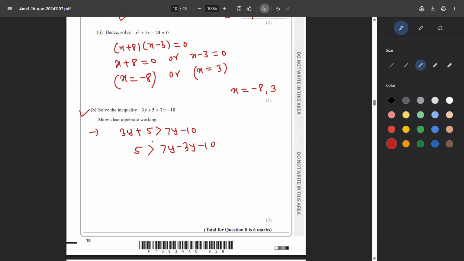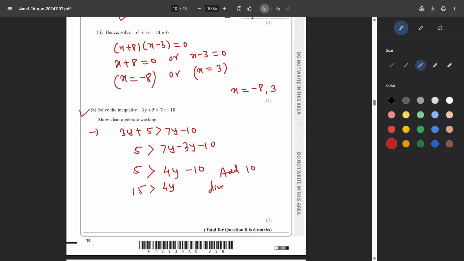What I did here is subtract 3y from both sides. So 5 is greater than 4y minus 10, right? 7y minus 3y will be 4y. Now add 10 to both sides, so you will get 15 is greater than 4y.